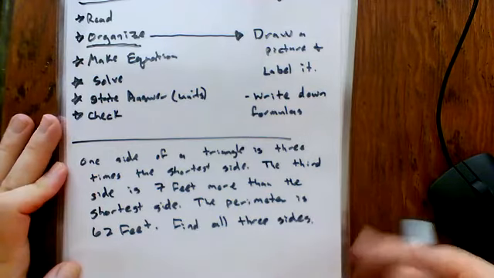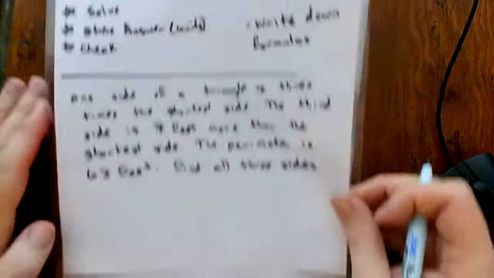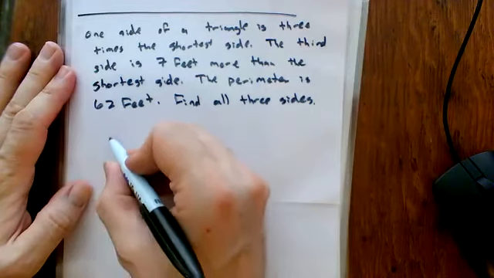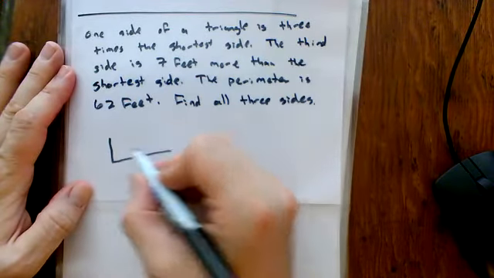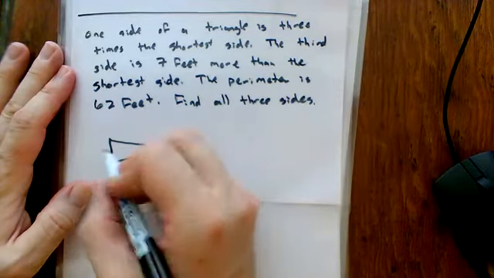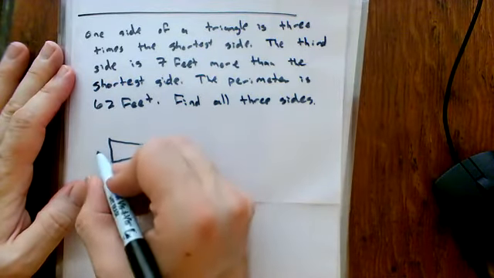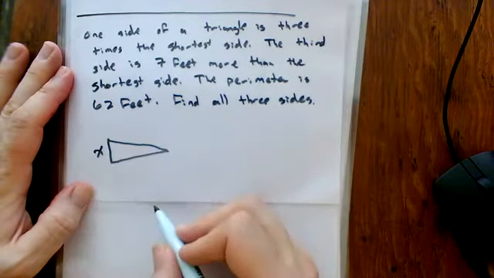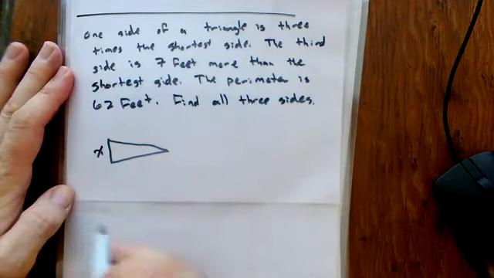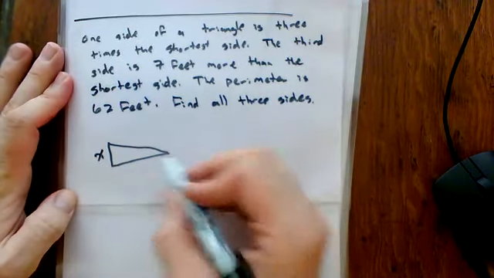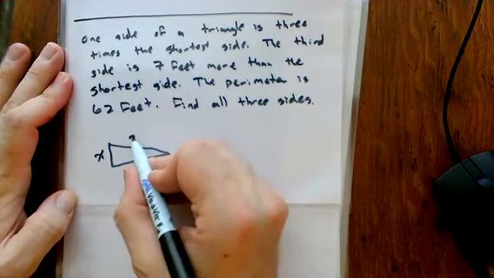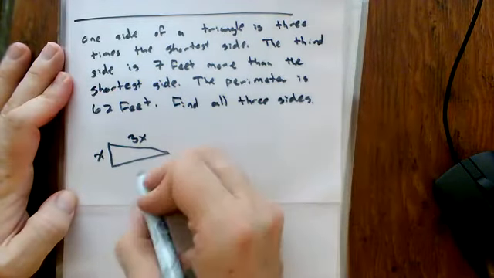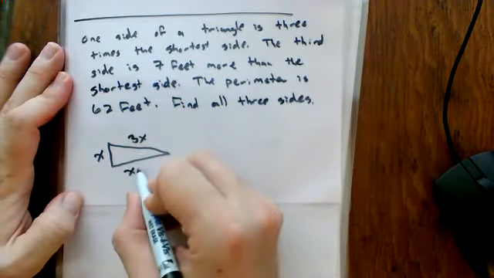Now this would seem really daunting at first. This one could seem pretty scary. But what we're going to do is I'm just going to draw a triangle. I've got 3 sides, and I'm going to call the short side x for now. So x is my shortest side. One of these other sides is 3 times that length, so I'm going to call this one 3x. That third side is 7 feet more than the shortest side, so this one is going to be x plus 7.